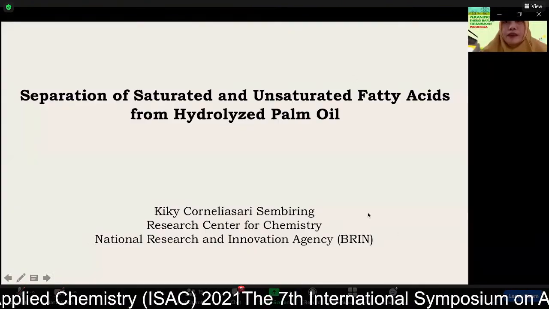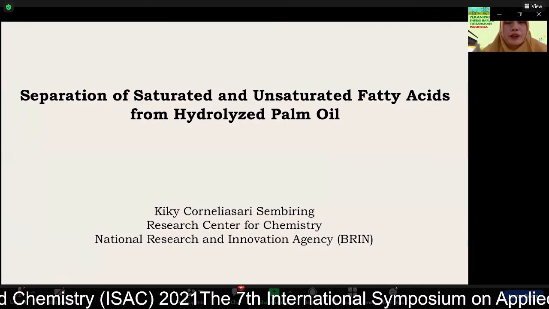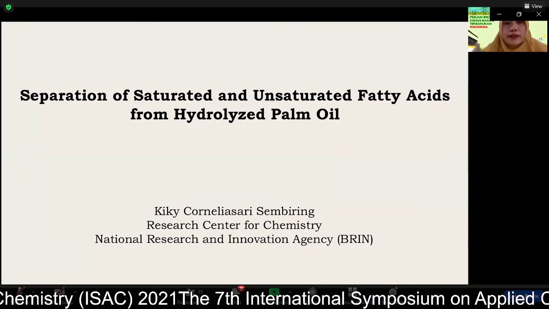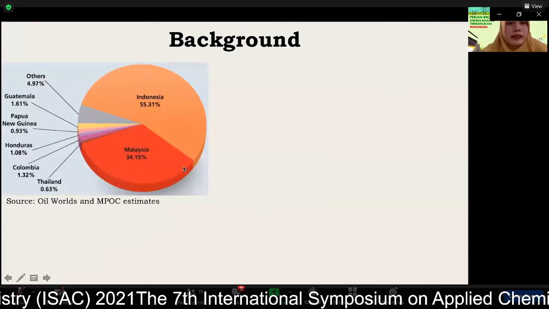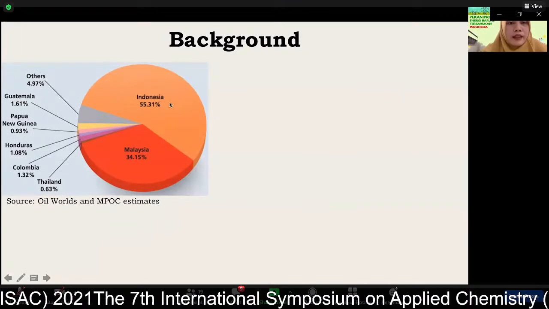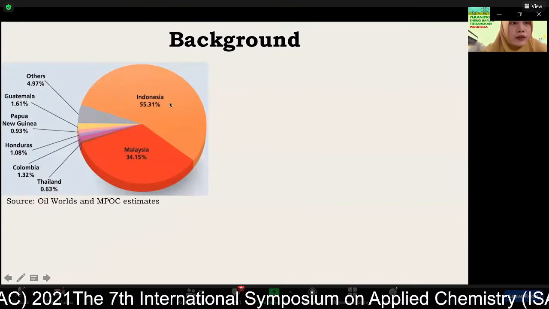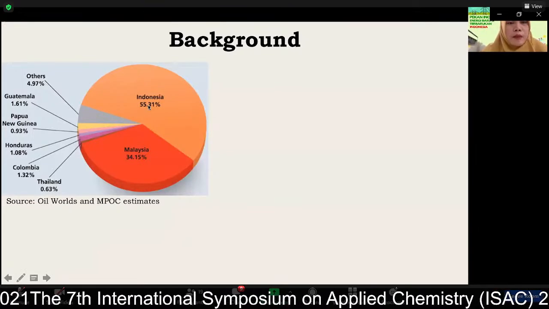Good afternoon, everyone. I'm Kiki Cornelia Sari Sembiring from the Research Center for Chemistry, National Research and Innovation Agency, BRIN. We would like to share our work with the title Separation of Saturated and Unsaturated Fatty Acids from Hydrolyzed Palm Oil. We know that Indonesia is the largest producer of palm oil worldwide. The data in 2019 showed that Indonesia exported about 55% of the global palm oil trade.